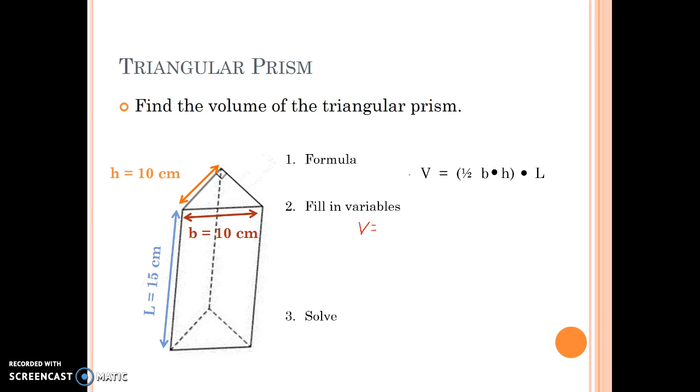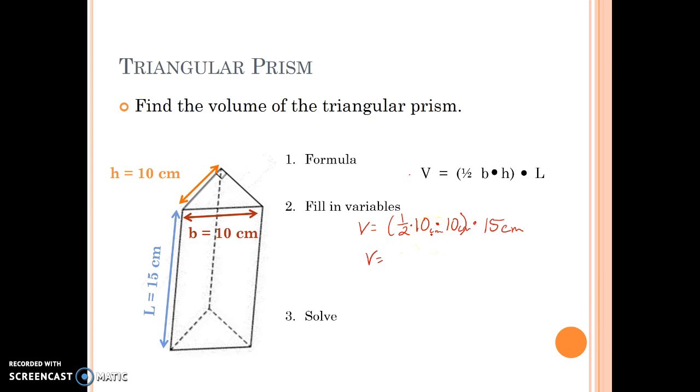Our volume equals 1/2 times 10 times the height, which is 10 again, times the length, which is 15. And look at that, I forgot my centimeters in here. Okay, and then let's start solving. Volume equals 1/2 times 10 times 10 times 15.